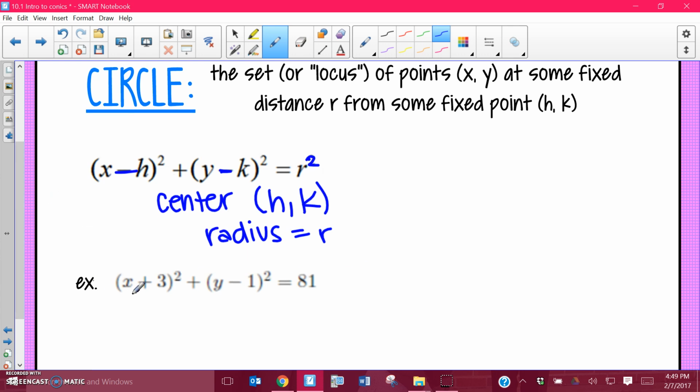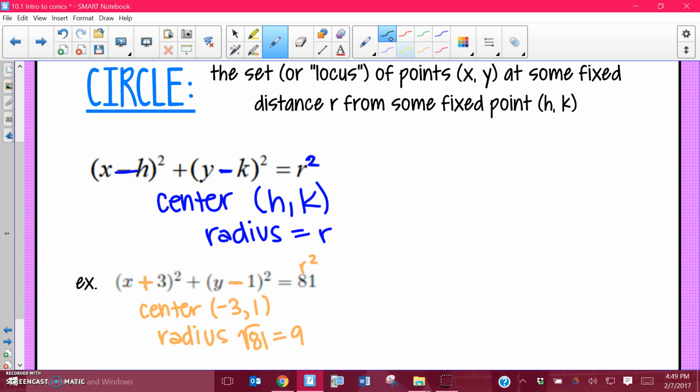This equation is an equation of a circle, so they could ask me a lot of stuff about it. I'm going to find some pieces of it and then graph it. First of all, the center of this circle is (h, k). Since this is a plus sign, my sign flips, so my center is actually at (-3, 1). It switches the signs on the inside there. My radius: remember, this is r squared, so I'm going to take the square root of 81, and that's just 9.